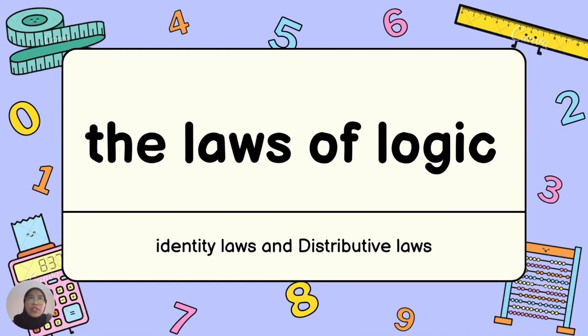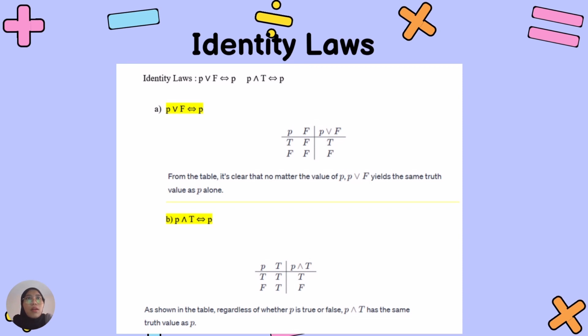So I'm going to explain about identity law and also distributive law. So first, what is identity law? Identity law shows us that a proposition denoted as P is always equivalent to itself when combined with either true or false. It's like saying P or false is always just P and P and true is still just P. This law simplifies expressions and makes logic easier to work with.